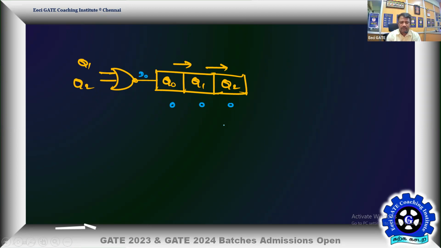So what is the next state? We'll go for the next state. It is going to be Q0 star, Q1 star, and Q2 star. This is the present state and this is the next state. The excitations are D0, D1, and D2, as in a synchronous sequential logic design.